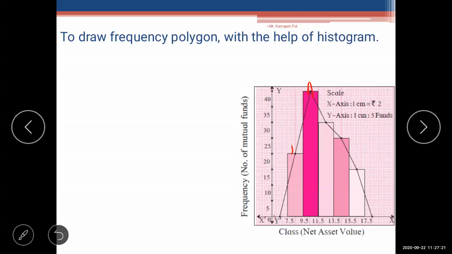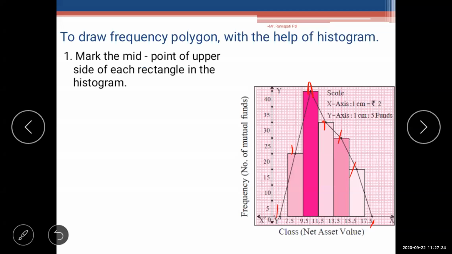What to do? Mark the midpoint of the upper side of each rectangle. As I told you, mark the midpoint of the upper sides of each rectangle. Okay.